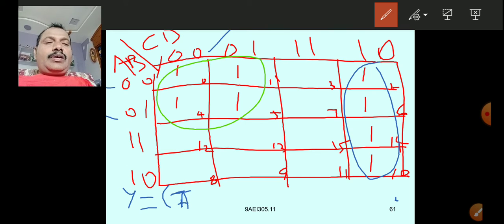Okay, this is over. Next, let us consider the column side. For the column side, C is not changing, but D is changing from 0 to 1. So C bar.